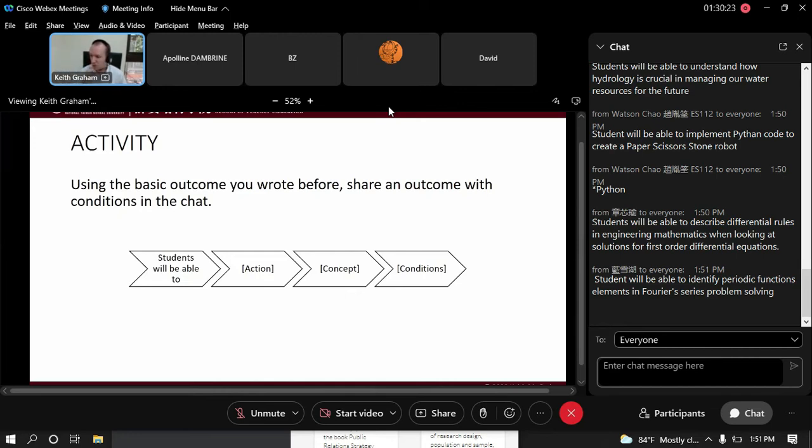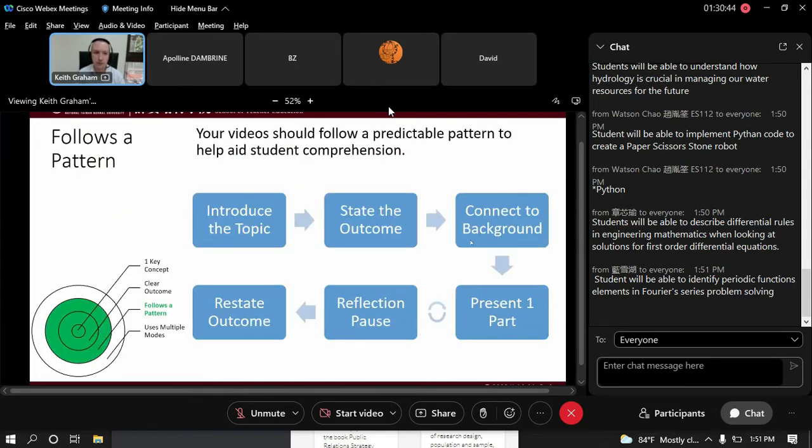It's very clear. Students will be able to identify periodic function elements in Fourier series problem solving. Again, that's very, very specific. So well done. I'm very happy about this. I feel like we have moved forward on this. So I'm very happy to see the progress here. So let's move on.